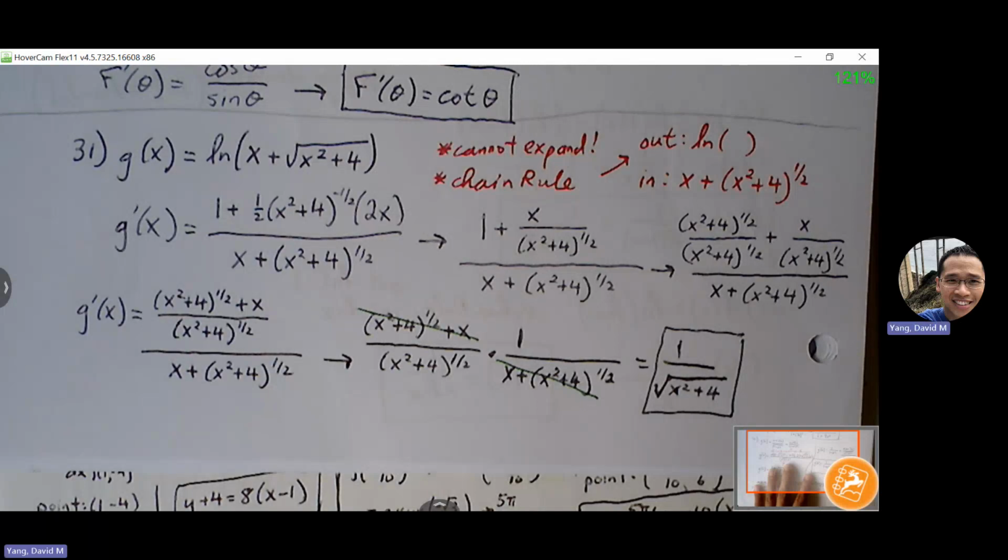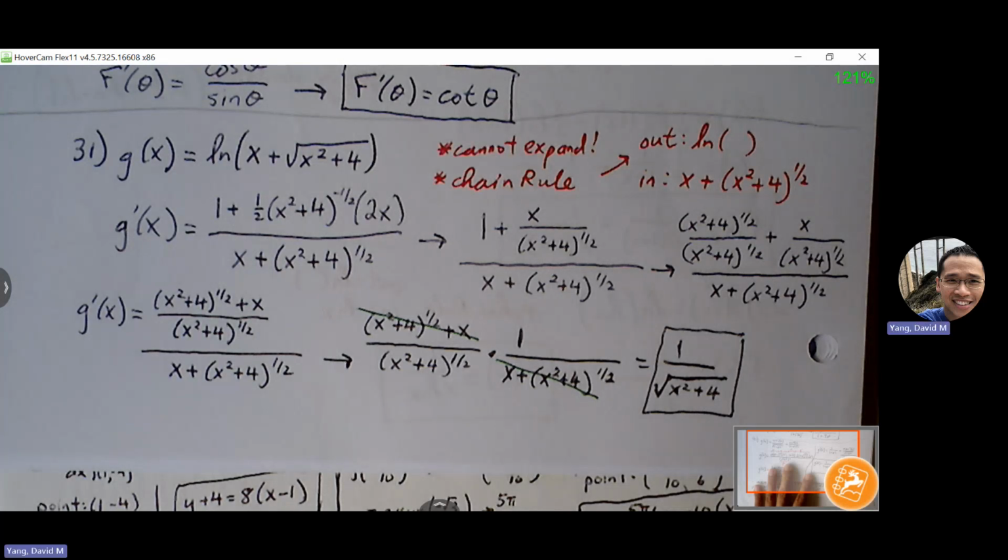Yeah. The temptation is we want to try to create a log property and distribute through, but we can't do that. It's kind of stuck in that form. Now, if it was natural log of x times root x squared plus 4, then that's fair game. Then we can expand. So if it was this, it would have been an easier problem.